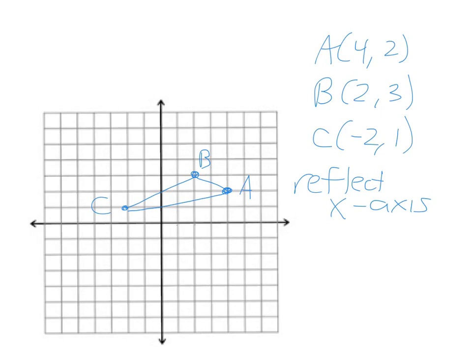All right, let's see how you did. If you did it right, you would have taken point A, which was up 2, and you would have gone down 2 to get A prime, because I want to do it over the x-axis. For B, it was up 3, so I'm going to go down 3, and that's going to give me my B prime. And C was only up 1, so we'll go down 1 to get my C prime, and there is my reflected triangle over the x-axis.